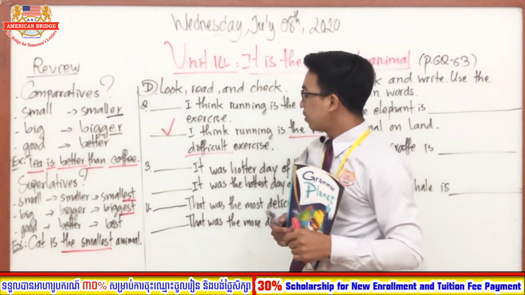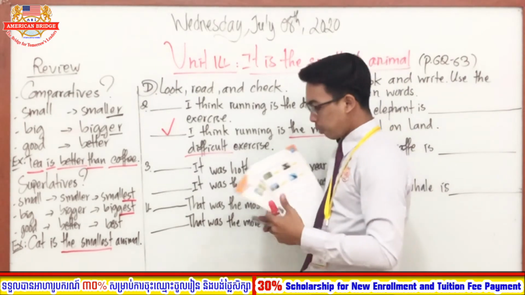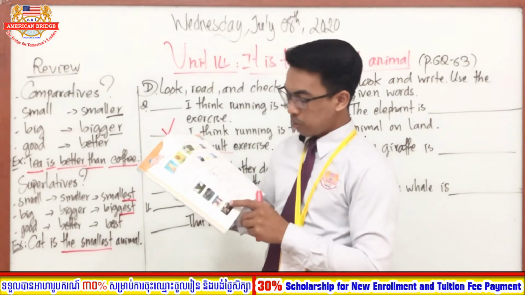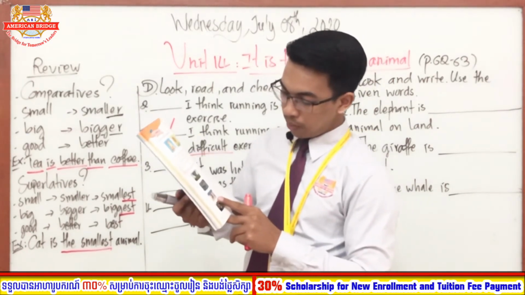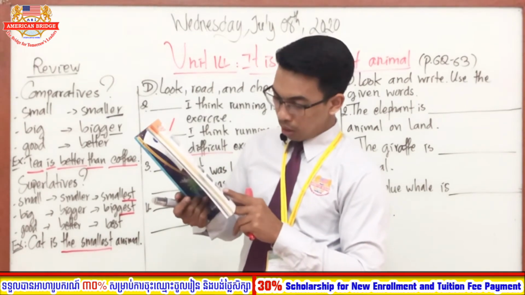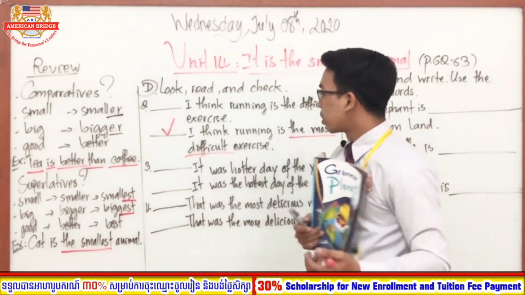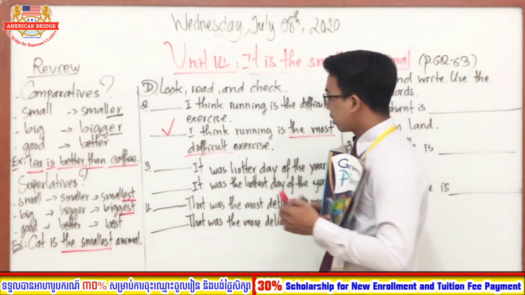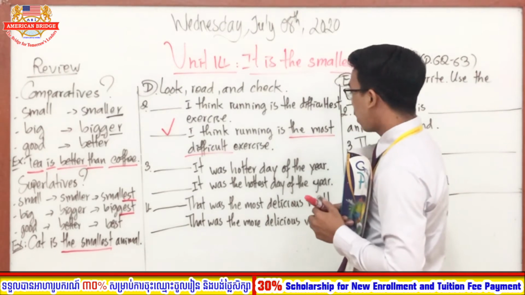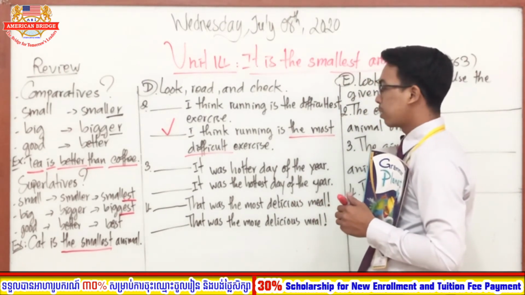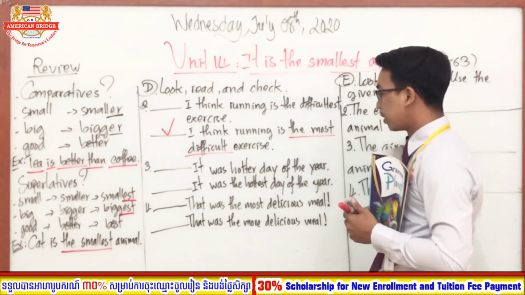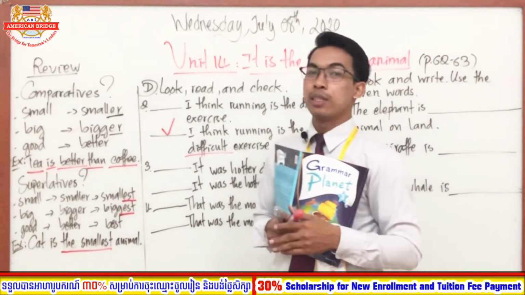Good. So now let's move on to number 3. Okay, what do you see in the picture? You see the children, okay? Maybe they are standing on the sand or the beach, okay? Good. So now let's look at the sentence all together. Number 1, okay? That's the first one. It was hotter day of the year. Second one, it was the hottest day of the year. So which one is the correct answer?